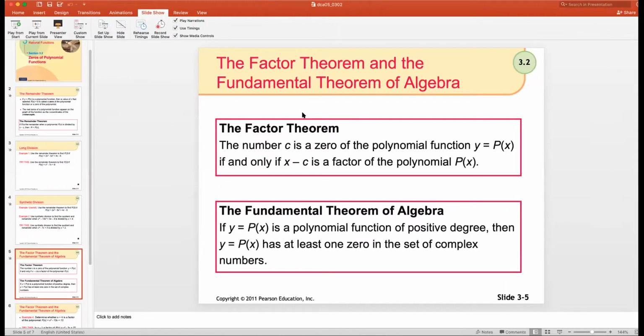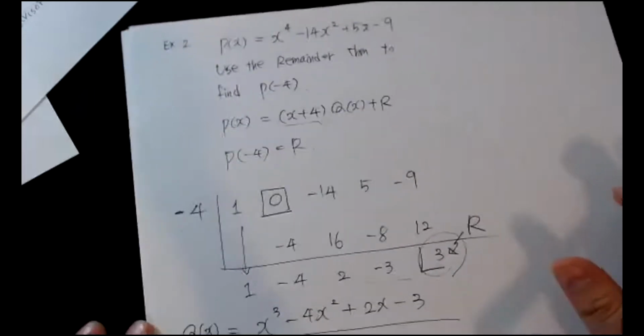Okay, so the factor theorem is this: a number c is a zero of the polynomial function y equals p of x if and only if x minus c is a factor of the polynomial. That's really obvious. Why? Number c is a zero of the polynomial function, which means that p of c equals 0. So what does that mean?